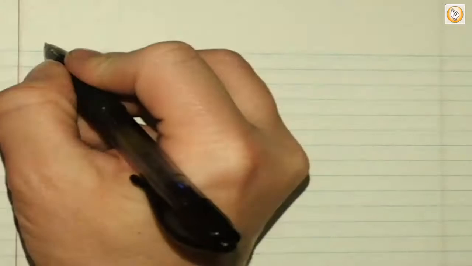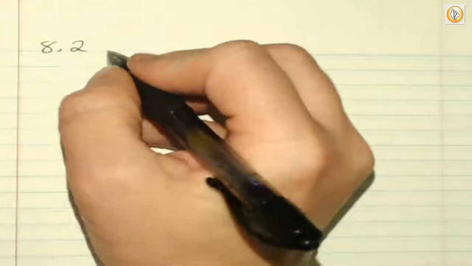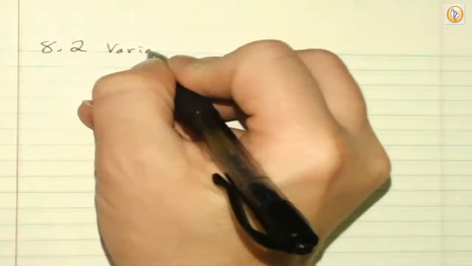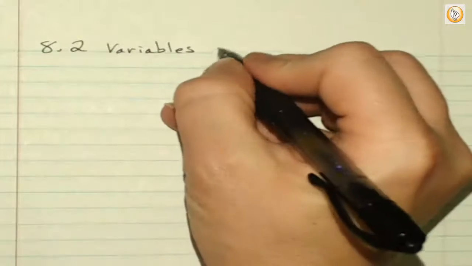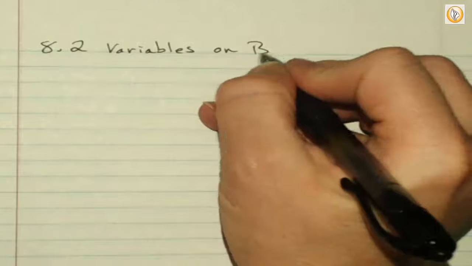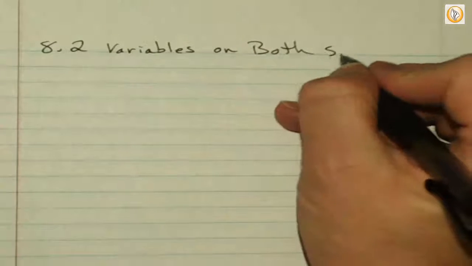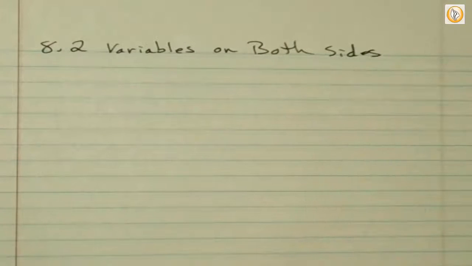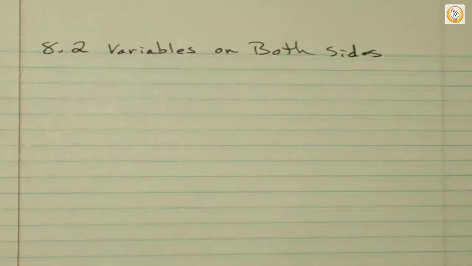Okay. 8.2. Variables on both sides. What are variables? Yeah, letters. That's right. They're letters. Variables are the letters. And what we're talking about is, yesterday we're kind of just adding to what we did yesterday. Yesterday, you were simplifying equations and stuff like that.